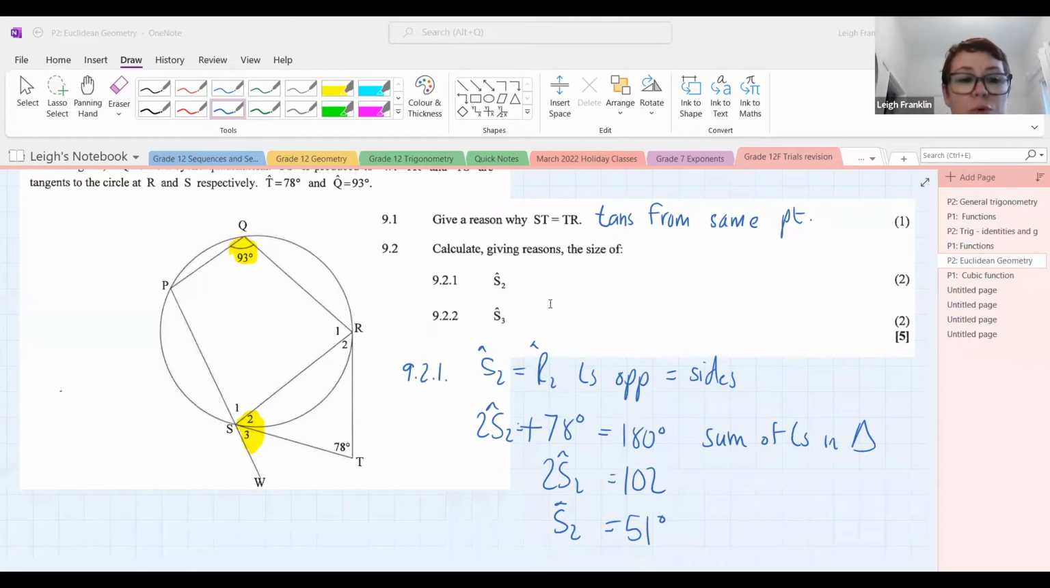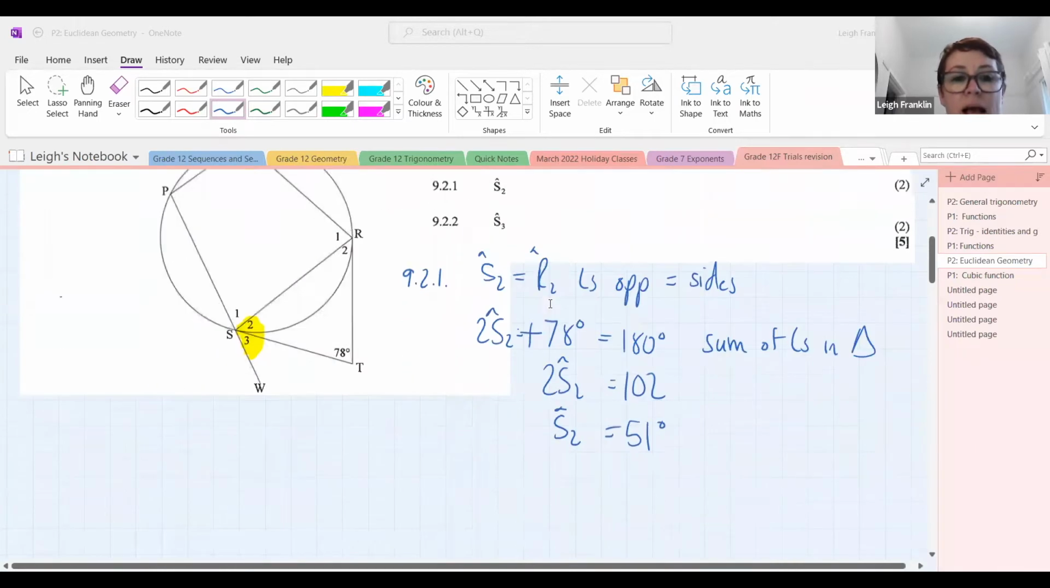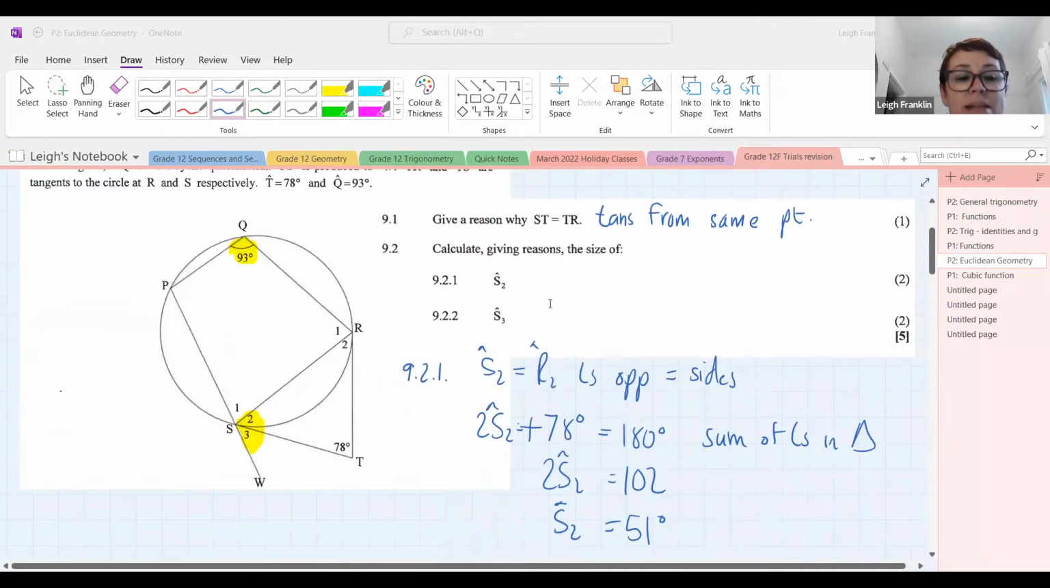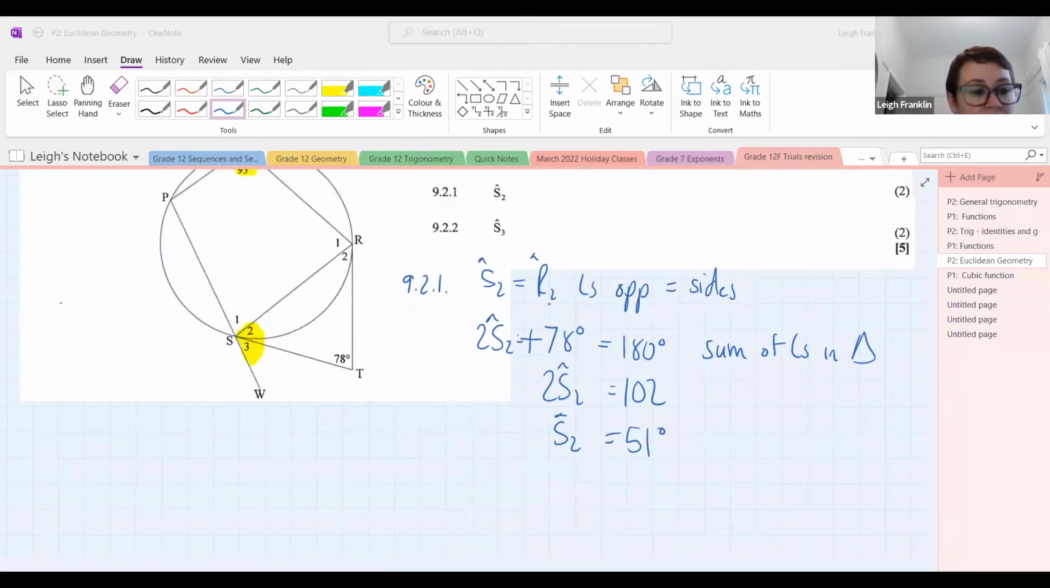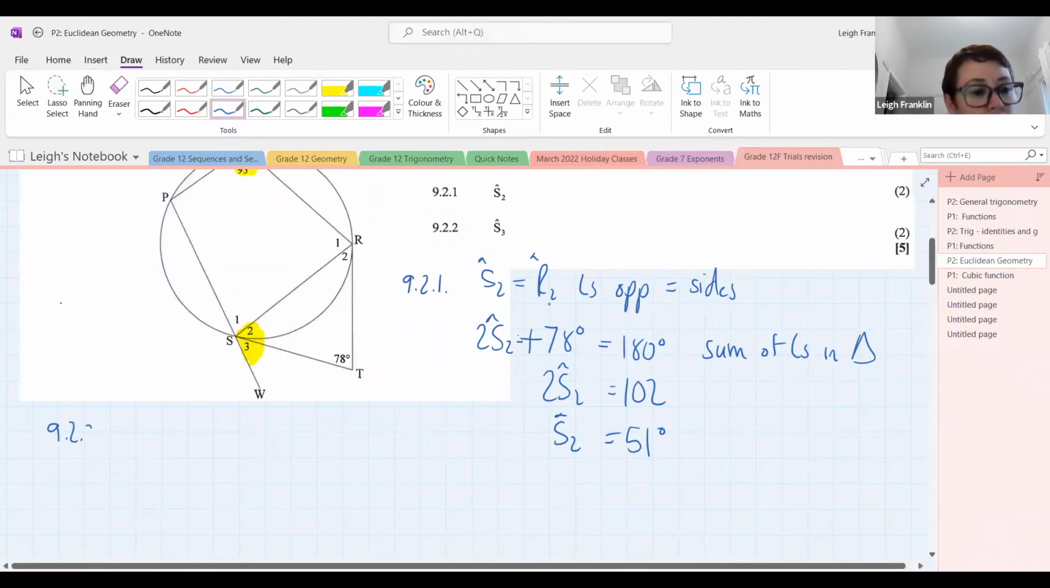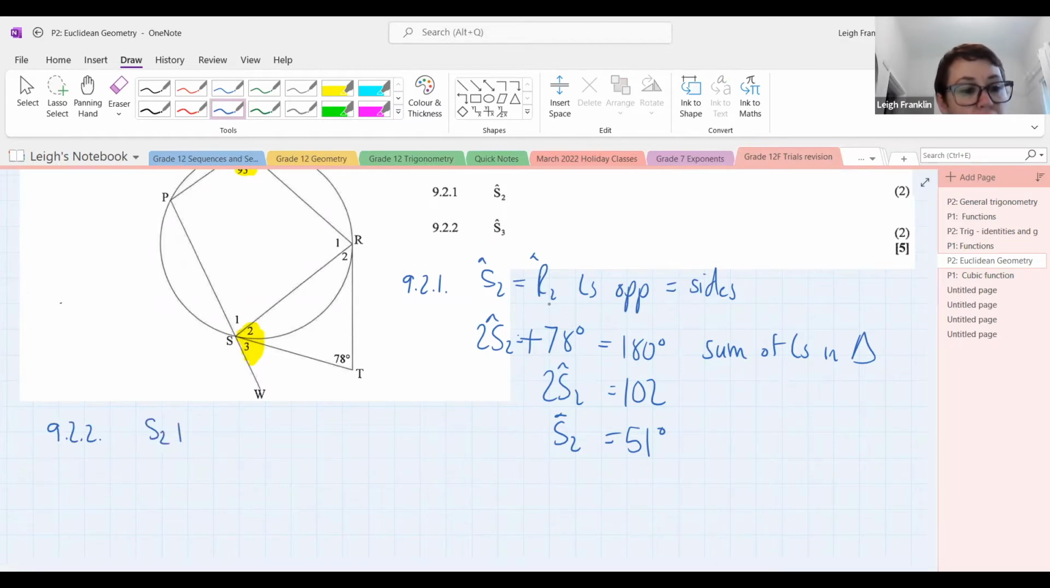So there we go. And now we can work out what S3 is. And again, S2 plus S3 is the exterior angle of the cyclic quad. So we would have to say here that in 9.2.2, S2 plus S3 is equal to 93. Our reason: exterior angle of cyclic quad.